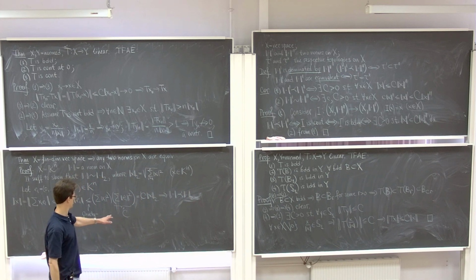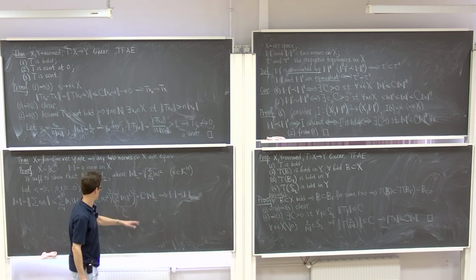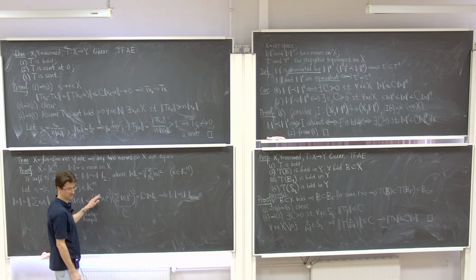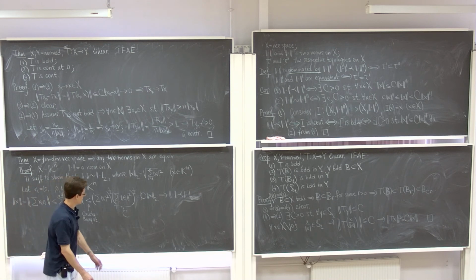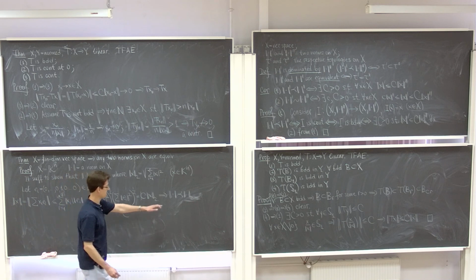By the way, this is exactly the Euclidean norm. Okay, so an arbitrary norm is dominated by the Euclidean norm.